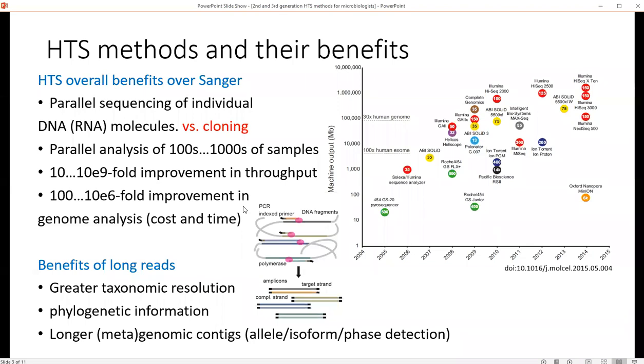Long reads have become available in the last 8 or 9 years, and their main benefits include much greater taxonomic resolution. Related to this, also much better phylogenetic information. And when it comes to genomics or metagenomics or functions in general, then substantially longer genomic or metagenomic contigs, which are beneficial for separating alleles, isoforms, and phases, which is mapping different haplotypes in the genome.